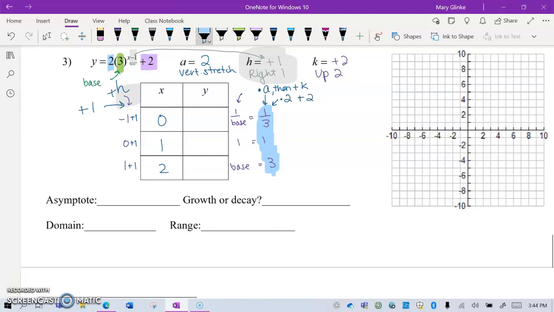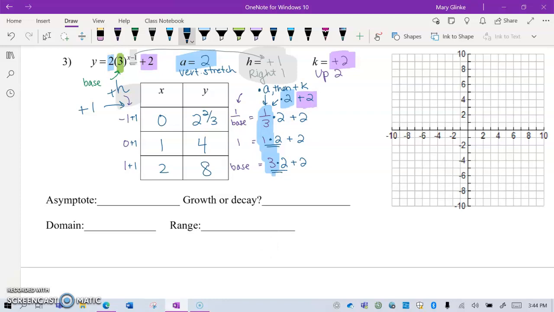So the first 2 is coming from your A value, so times 2, and then the +2 is coming from your K value, +2. So for each of these, we're going to do times 2, then +2. So 1/3 times 2 is 2/3, +2 is 2 2/3. 1 times 2 is 2, and then add 2 to that, and you get 4. We're going to do 3 times 2, and then add 2 to that. So we get 6 plus 2, which is 8.